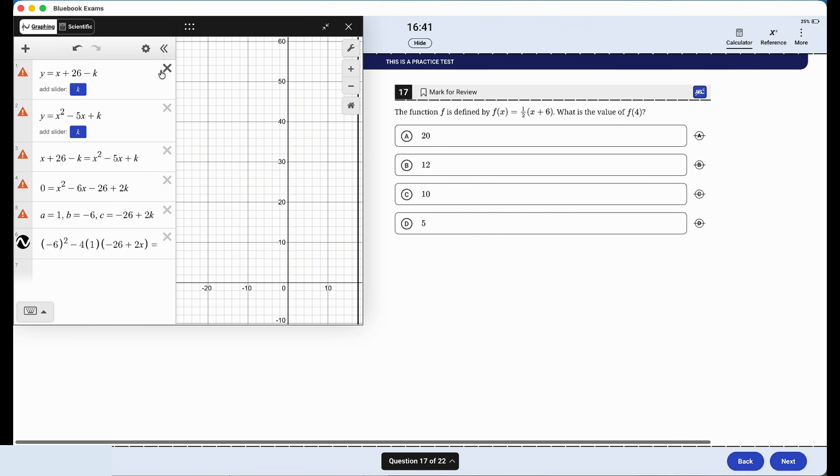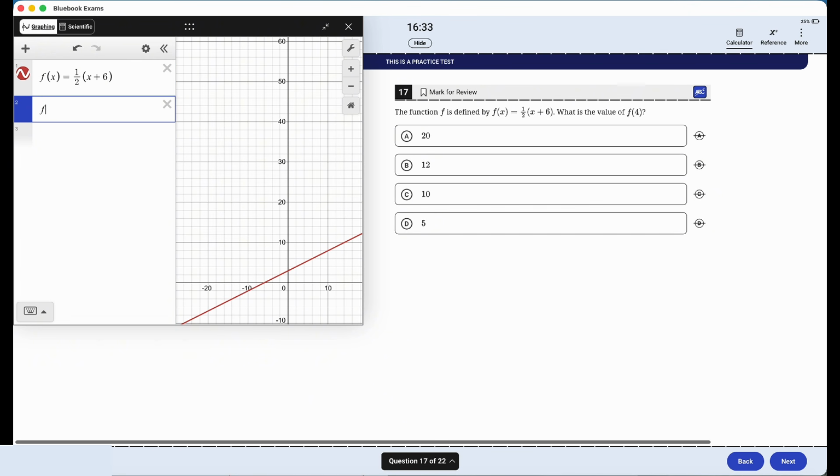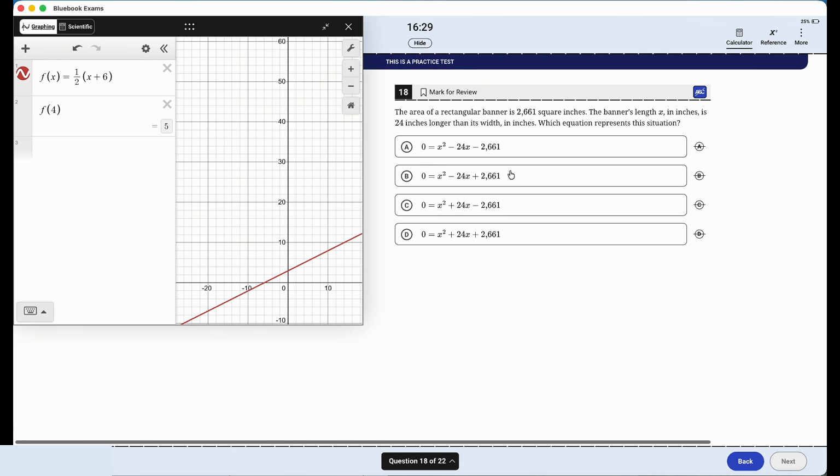Simple. Next one. This is really simple. I don't know why this is question 17. We've done this, I think, at least three times this test. Just type your function in, type f of 4, we get 5. All right, I'll take that, freebie.